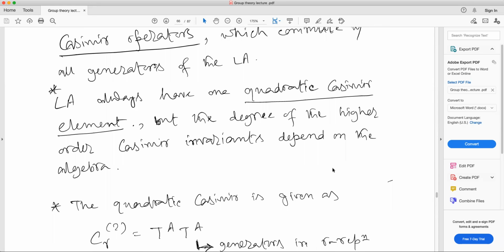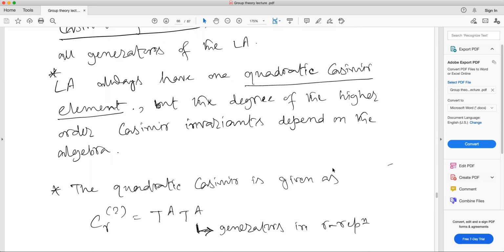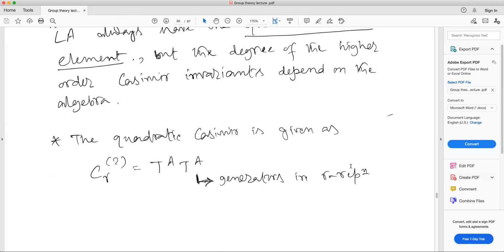Now, a Lie algebra always has one quadratic Casimir element, but the degree of the higher Casimir invariants depends on the algebra. So, working on the quadratic Casimir, if you have generators TA in some representation R, then you can define C2(R), which is like the trace of TA TB, when you think about this TA to be in matrix form. So this form we are all familiar with.